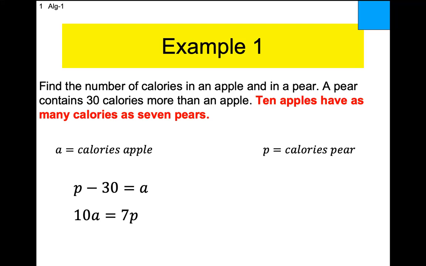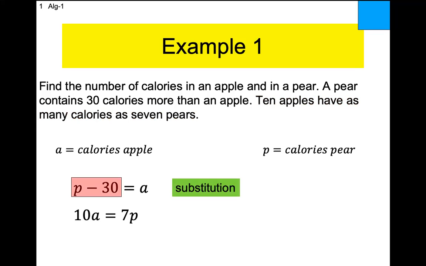That means anytime I see the letter A, I could, what does an equal mean? Anytime I see the letter A, I can write P minus 30, because that's what it says. It says, if you see P minus 30, you're looking at A. If you're looking at A, you're looking at P minus 30. In other words, the first equation is already solved. Solved means just the variable is by itself on one side. So that first equation is already solved for the letter A.